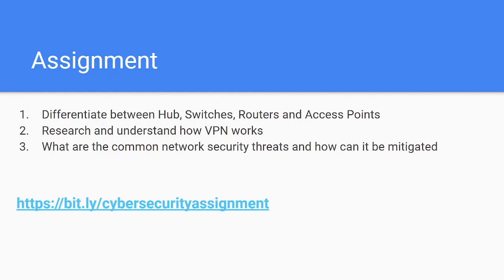And then number two: what are the common network security threats and how can they be mitigated? We talked about computer networks. What do you think are the possible threats? Because we're doing cyber security, we're not just learning computer networks. We learn computer networks because we know that it's very important and we can get threats. So what are the threats when it comes to computer networks, and how can they be mitigated? Please drop your answers here.